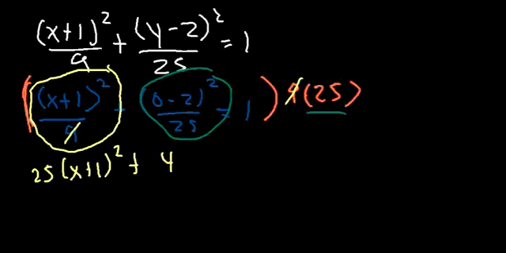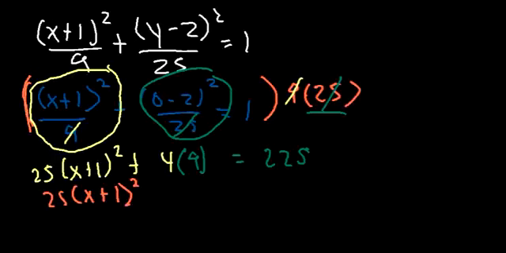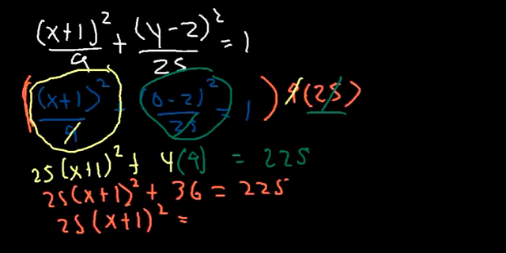And this term times 9 and 25, the 25's cancel. So you just get 9. And then here, 1 times 9 times 25 is 225. So 4 times 9 is 36, and 225 minus 36 is 189... actually, 289, I believe. And then divide both sides by 25. So (x plus 1) squared is 289 over 25.